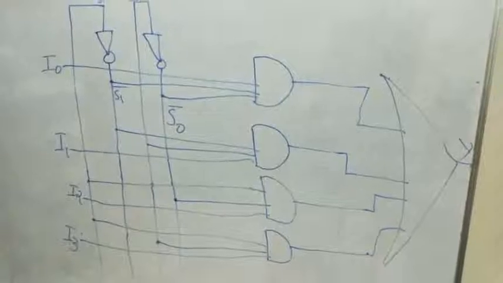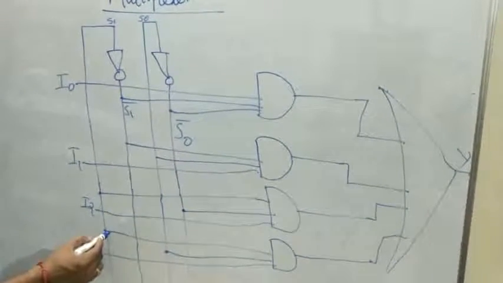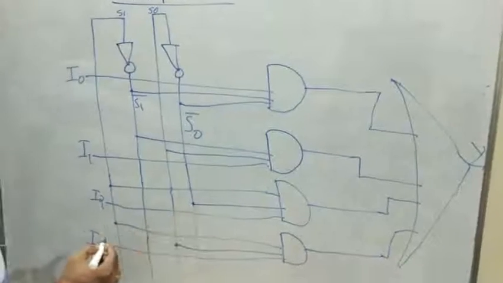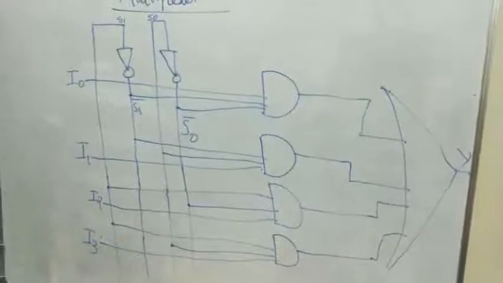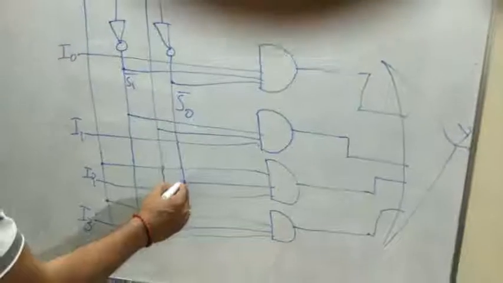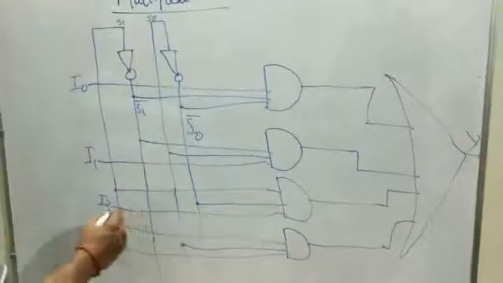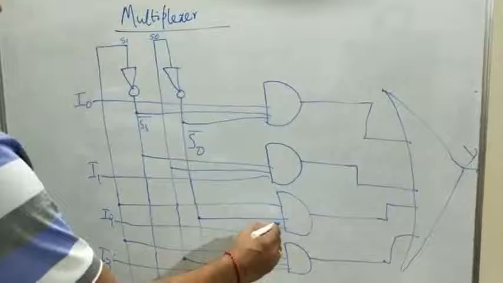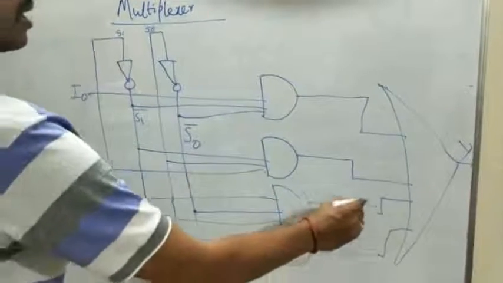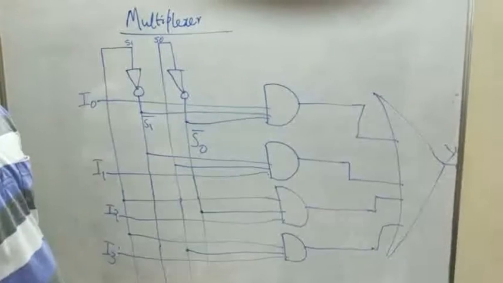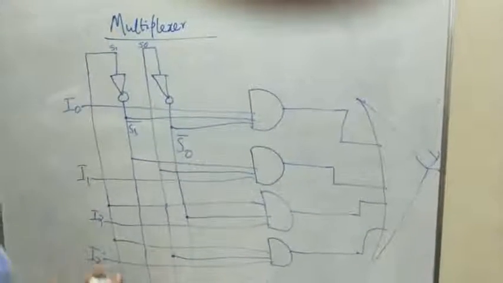Similarly, we'll check with I2. 1, 0 means we'll take S1 directly here, right? We'll be taking S1 directly here. S0 we are taking from the complement, that becomes 1. So 1, 1, then I2. 1 into 1 into I2 becomes I2. That will be reaching the OR gate as an input. Then that will be coming out as Y. That is I2.